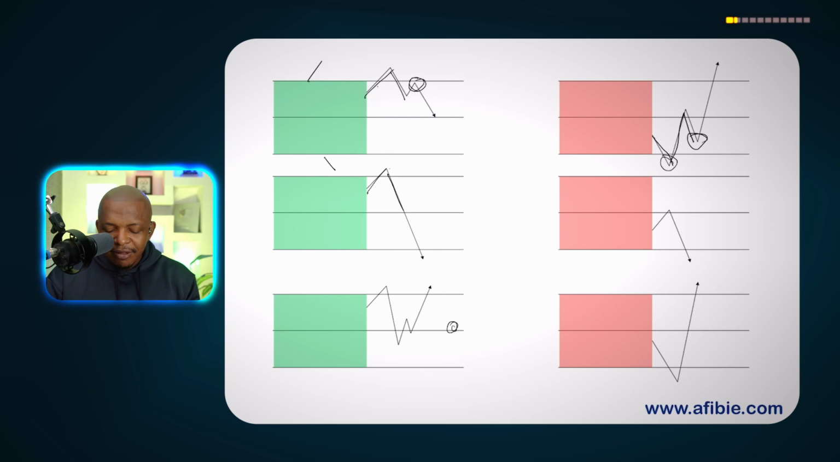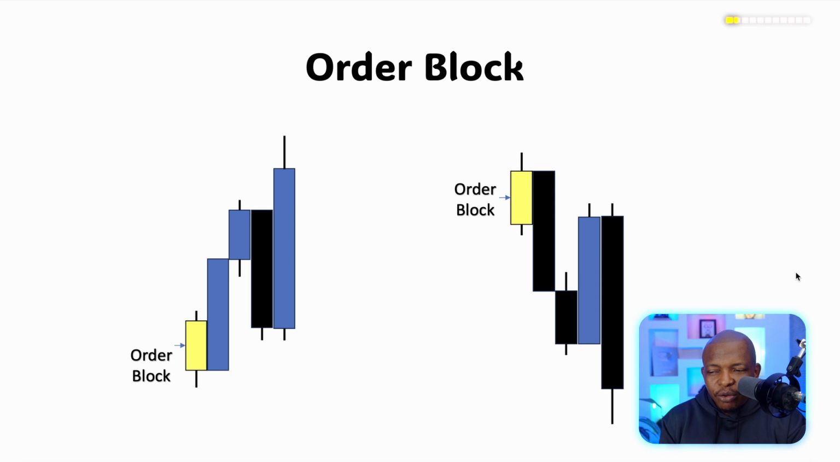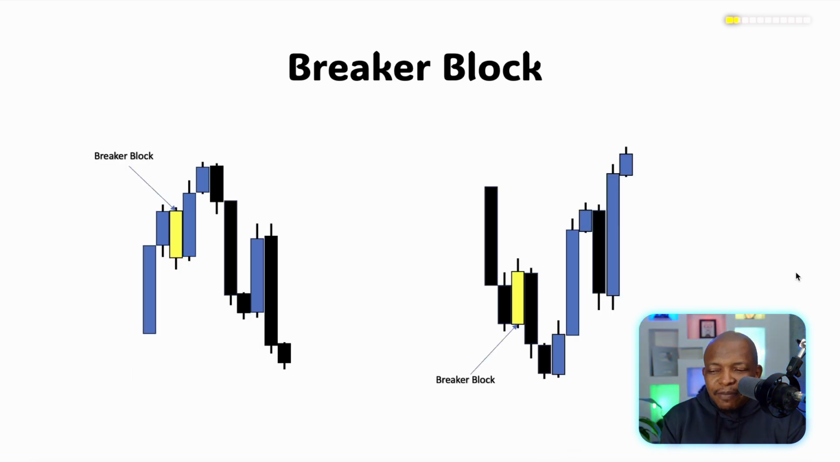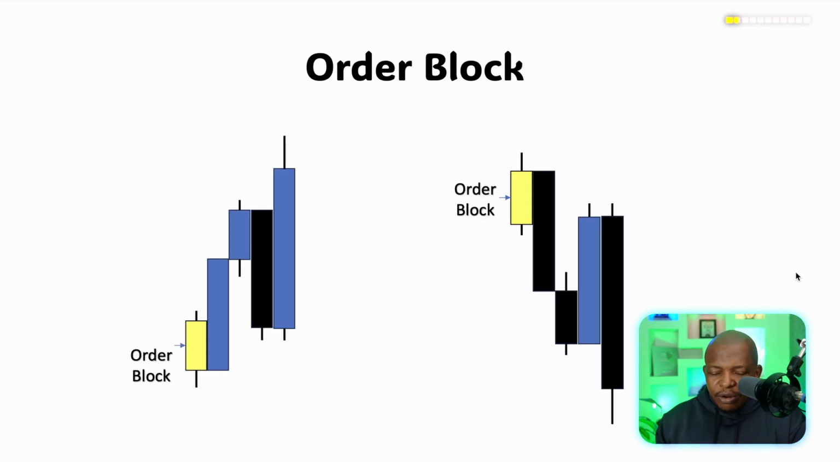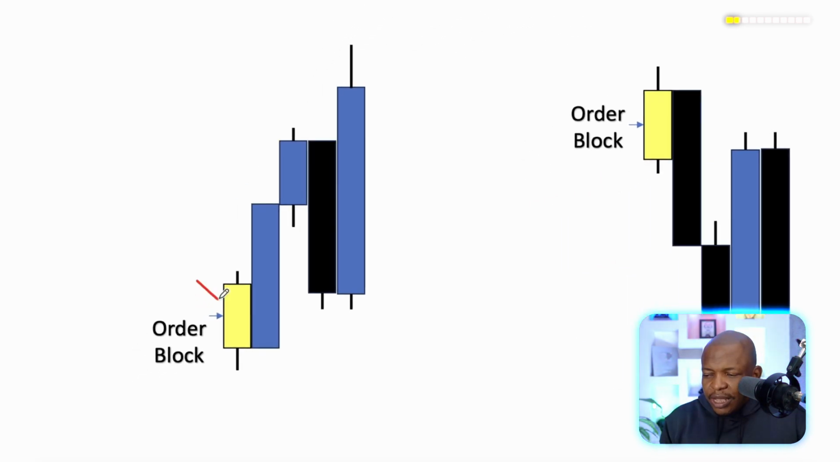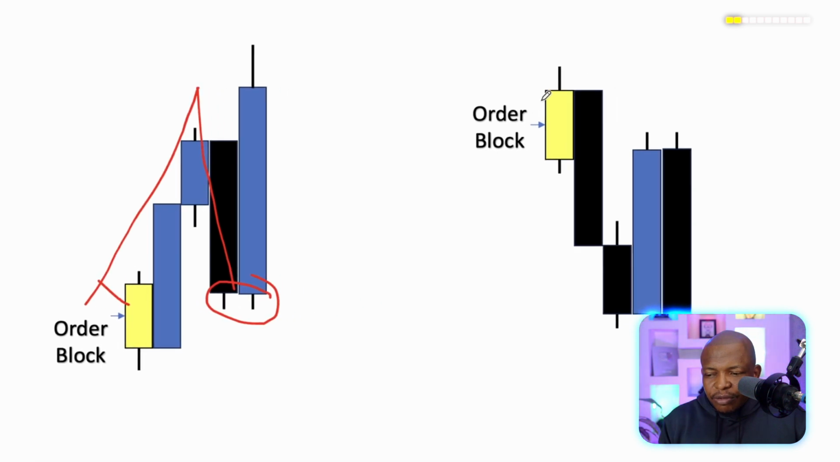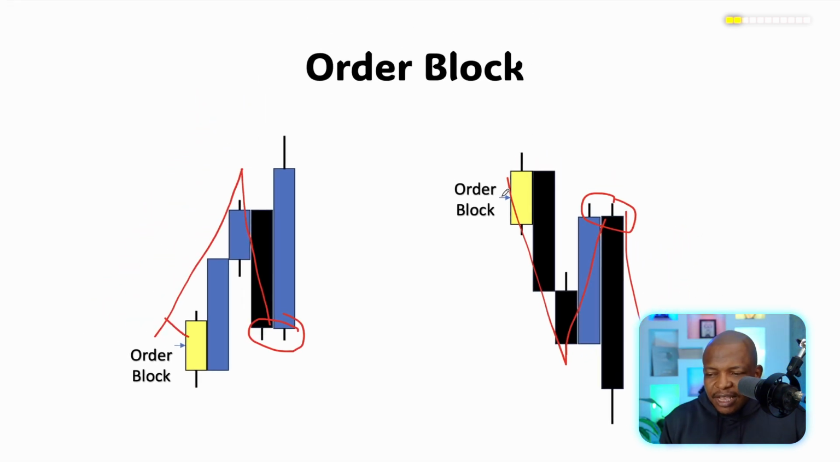But the thing is this, how do we know the exact place to enter? We have to look at these three types of block: the order block, the breaker block, and the mitigation block. Now, the order block, look at it this way. You see this one in yellow is my order block, right? This is when price is going up, it goes up, it comes down, this is our entry. Now for this one, price is going down, it's our order block, so it goes down, it comes back up, this is our entry to go down, right? So this is the order block.